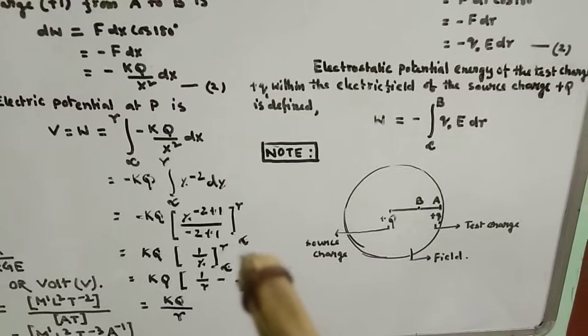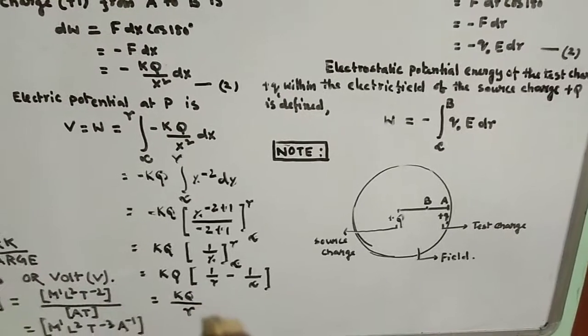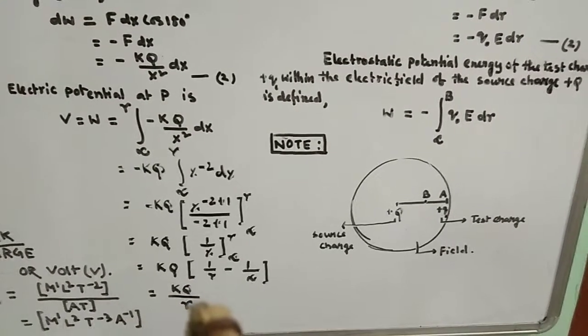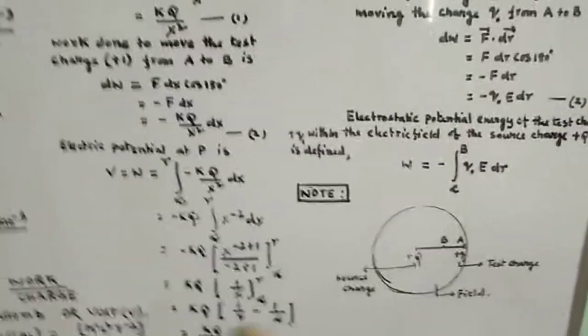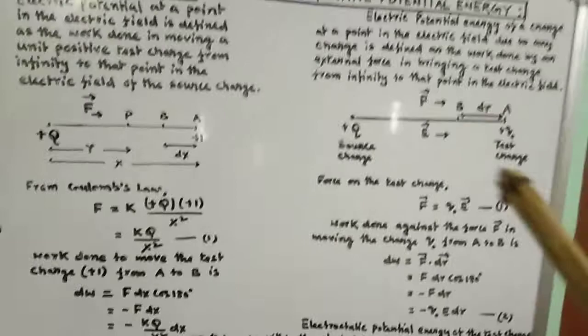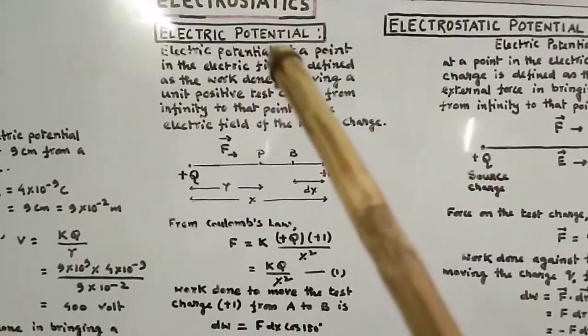So you have to substitute upper limit minus lower limit. So V equals kq by r. 1 by infinity is what? 0. So this is one topic, electrostatic potential energy. Another one is electric potential.